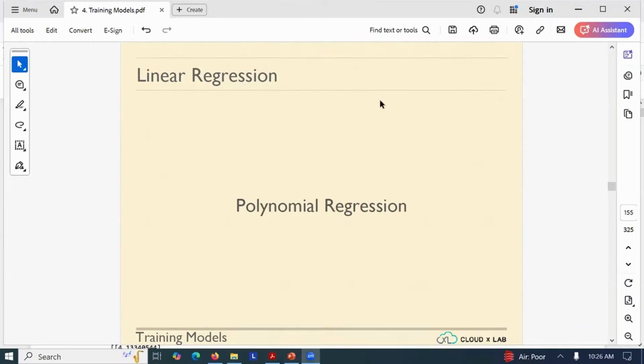So up to this, the linear regression will be part of next week's quiz now. Yes, all the four methods, right?